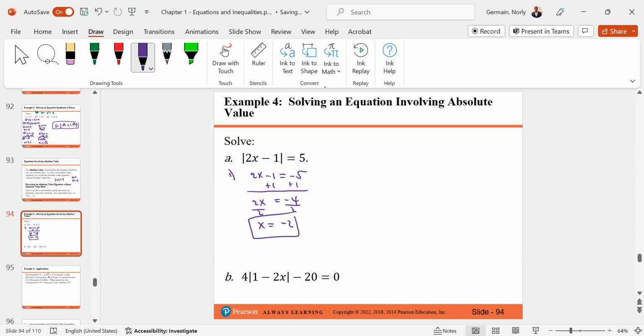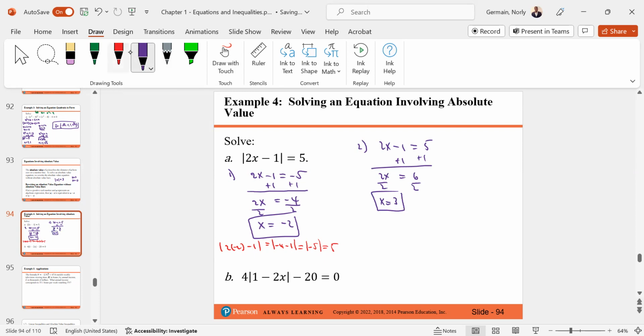The second answer, that's true. Plug in negative 2. You would see 2 times negative 2 minus 1. That gives you the absolute value of negative 4 minus 1. That is the absolute value of negative 5, which is 5. So the answer is correct. The second equation is 2x minus 1 equal positive 5. If you add 1 to both sides, it gives you 2x equals 6, divided by 2 from both sides, x equal to 3. Beautiful answer.